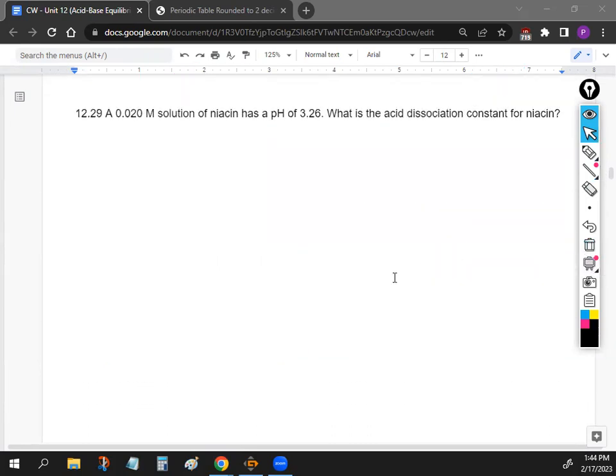Now, this one right here, I'll help you guys at the start, and then that'll kind of help you guys out. Okay, so sometimes they might not even give you guys the formula. Okay, so if you guys take a look at this, 0.02 molarity solution of niacin. Okay, who knows what the formula for niacin is? Neither do I. Okay, so that's the formula. That's going to be niacin. But we know that it says that it has a pH of 3.26.